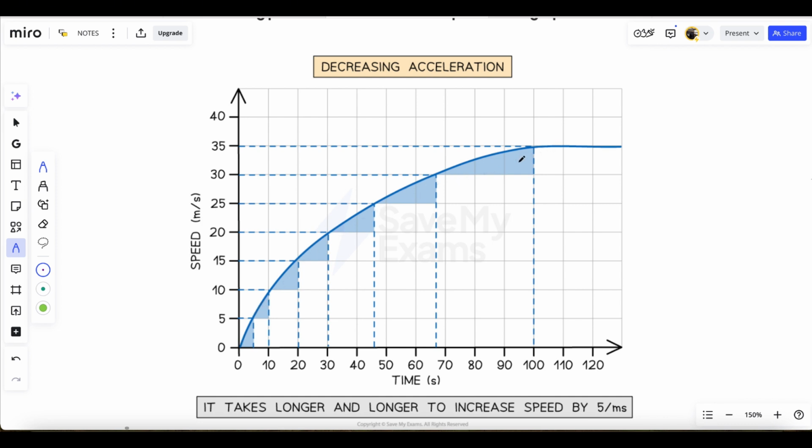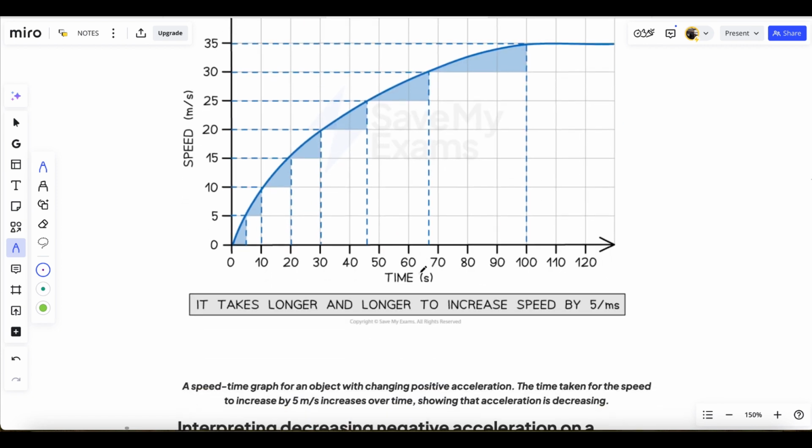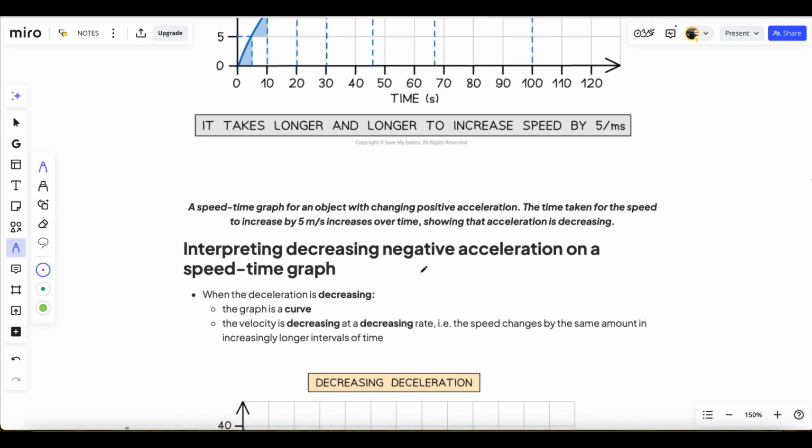We can also calculate the distance traveled by calculating the area of each small triangle and rectangle, triangle and rectangle, and so on. Then we add everything together and we get the total distance traveled. Okay, it's still possible to calculate the total distance traveled under this curve.